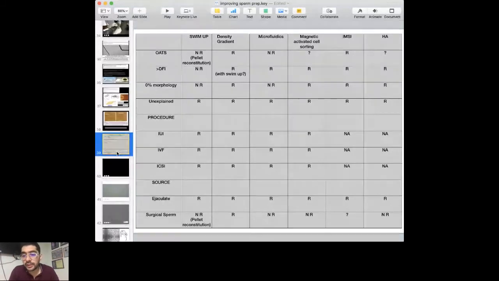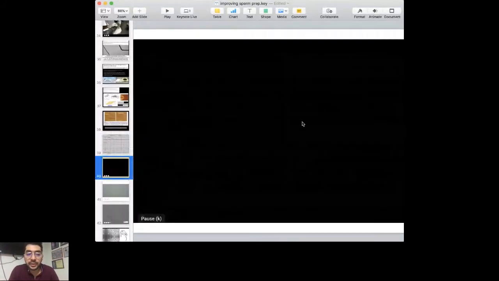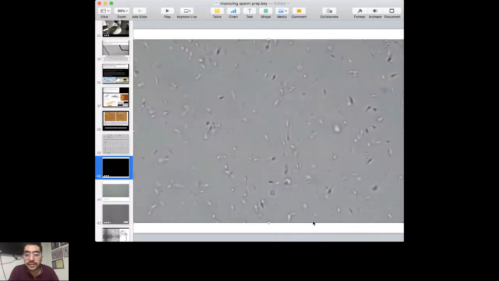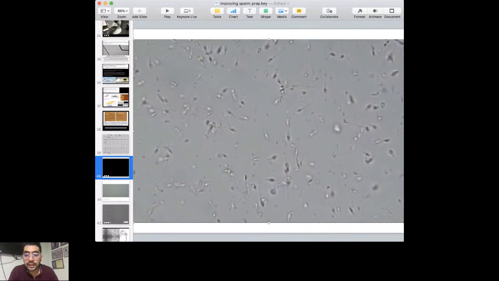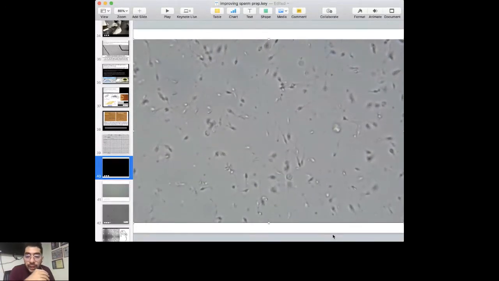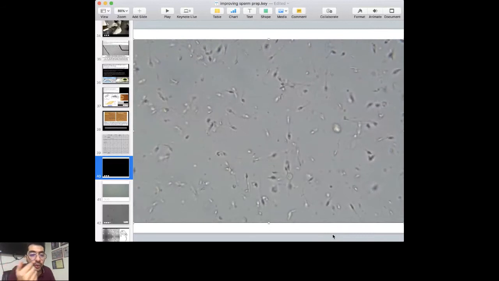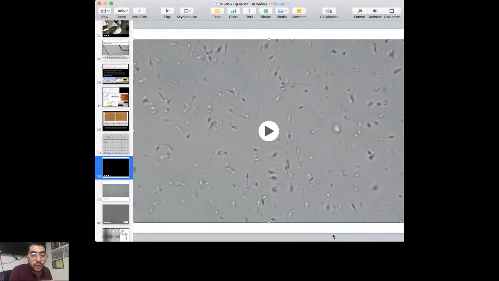So hopefully this would help you in identifying what you want to do with the case. So now look at this sample. I'll come to retrograde. Look at this sample here, and now tell me what would you want to do, or what kind of a preparation technique would you want to use for such a sample.